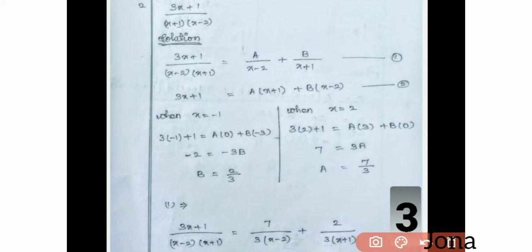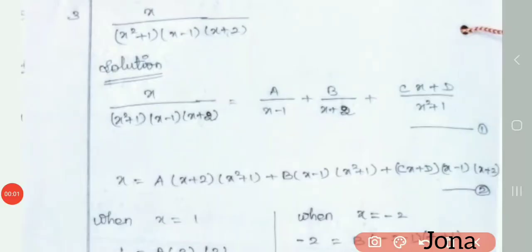Okay, and then the next problem, the third problem, is the next type of partial fraction. Let me see here: x divided by (x square plus 1) into (x minus 1) into (x plus 2). We have three factors at the denominator, so obviously we want to split into three fractions here.